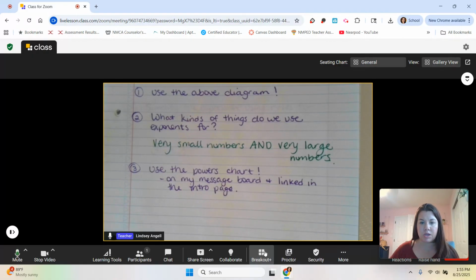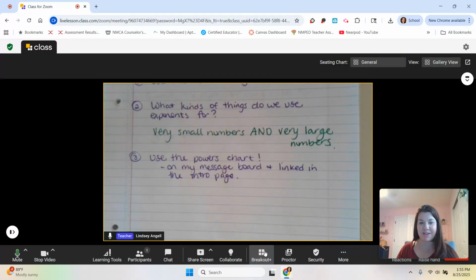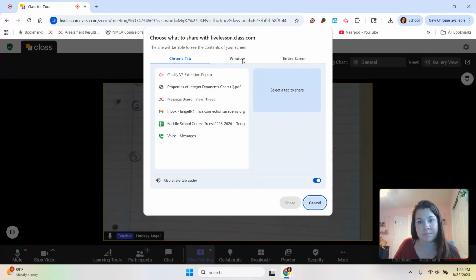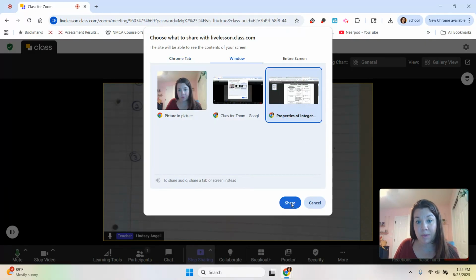Number 3, use the powers chart. Like I said, it's on my message board and it's linked to the intro page. I'm not going to do an example problem for this one because if I do, it's just going to give it away, okay? What I am going to do though is share my screen, so we can look at it together.